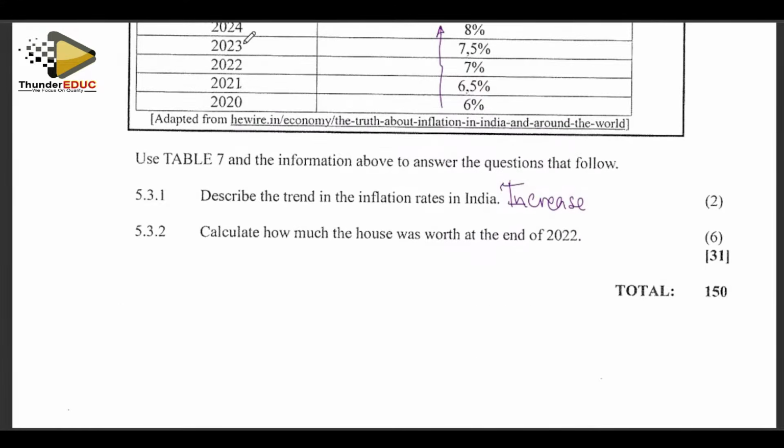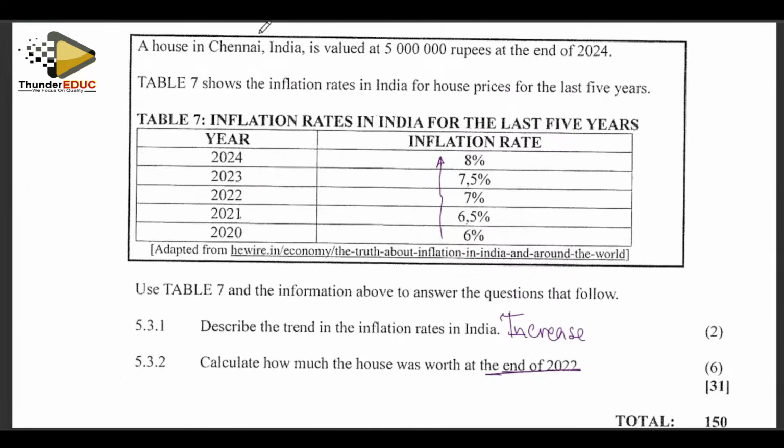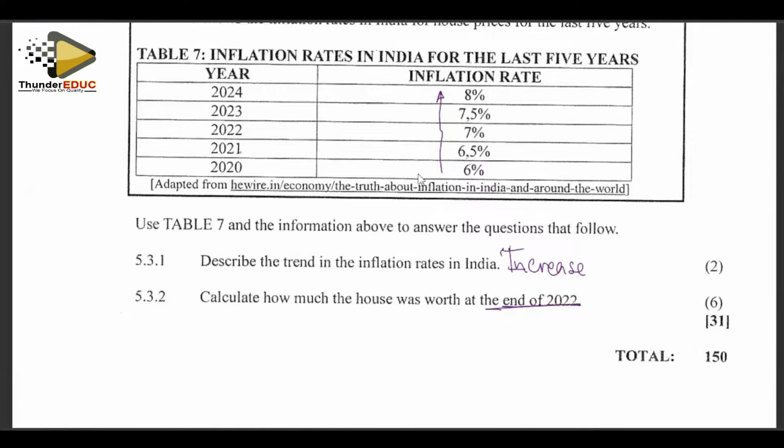We do the last question. They're asking us how much the house was worth at the end of 2020. Now, when you look at this, the house was bought in 2024. They're asking us at the end of 2020. So we need to know, or we are going to work backwards. How do we work backwards? I'm going to show you.